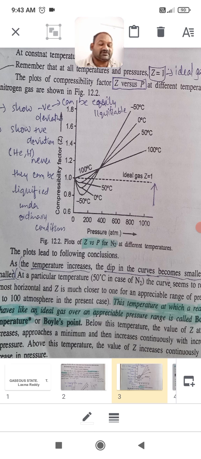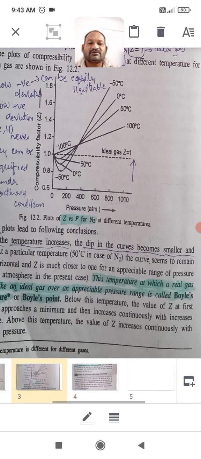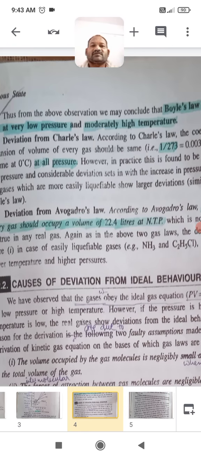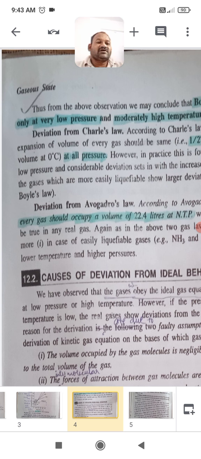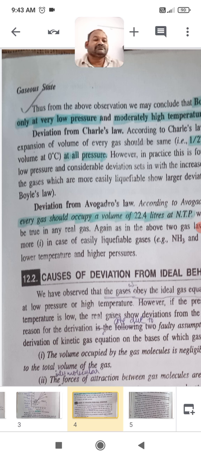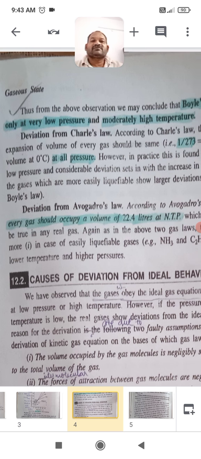Below this temperature, the value of Z at first decreases, approaches a minimum and then increases continuously with increase in pressure. Above this temperature, the value of Z increases continuously with increase in pressure. Thus, from the above observation, we may conclude that Boyle's law is obeyed only at very low pressure and moderately high temperature. Next one, deviation from Charles' law.